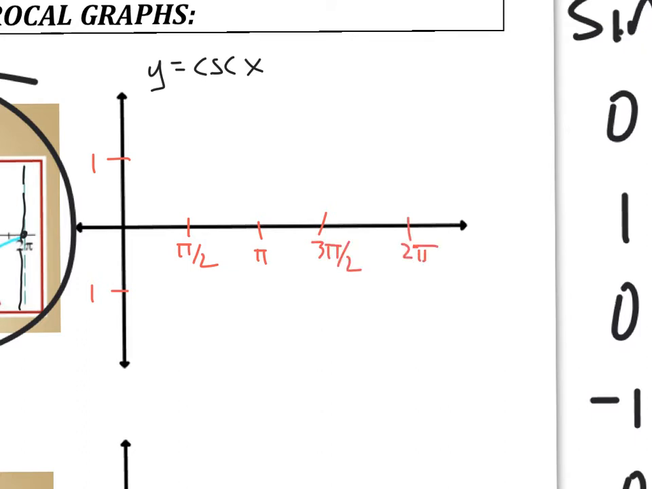So we're going to start at the origin. We're going to go up to 1. We're going to be at pi. Pi is going to be back to the x-axis. We are going to go down to -1, and then we're going to finish at 2 pi. So this is our sine curve.